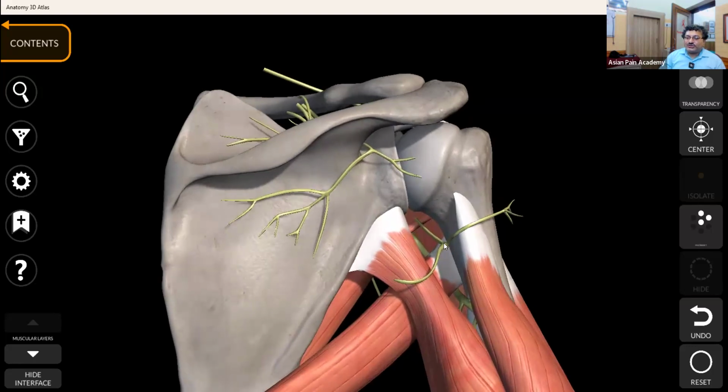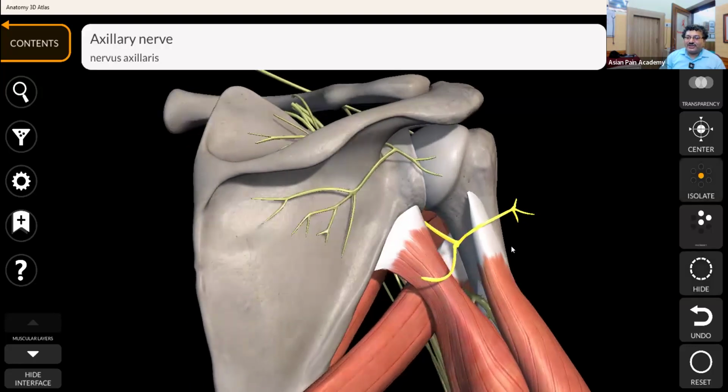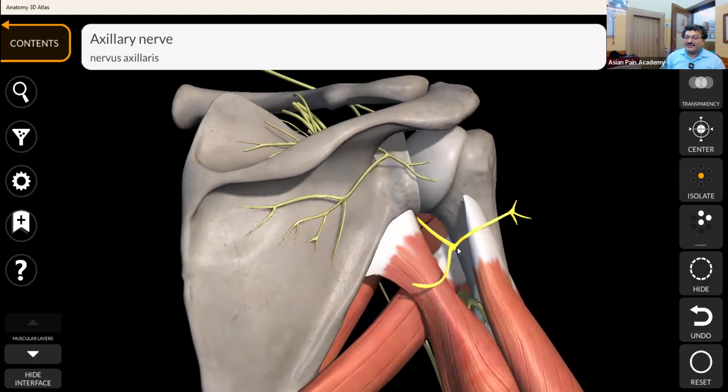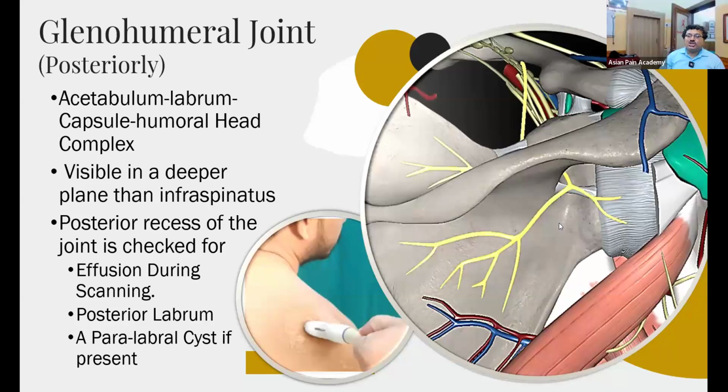Now, if you go slightly towards the lateral side, we can see the branches of the axillary nerve at this point. So I think with this 3D anatomy demonstration, everything is clear to you. Okay. Let me go back to the slides. So here it is accompanied by the suprascapular artery, which could be a good guide while we are performing this procedure under the ultrasound.